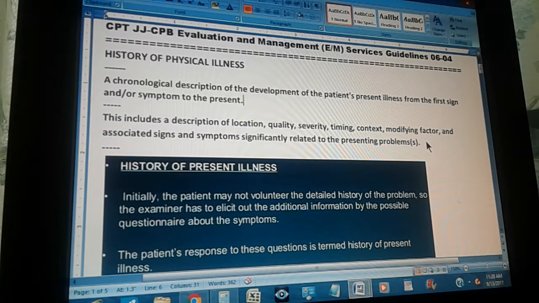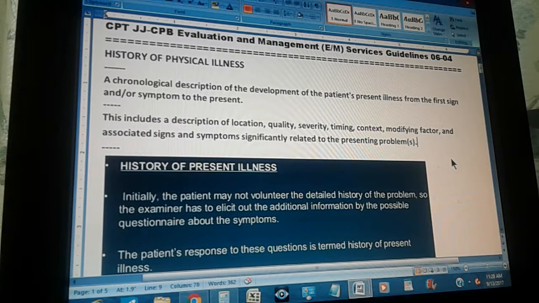Now this includes a description of location, where; quality, how much; severity, how bad; timing, for how long; context, in what situation it happened; modifying factors, what else happened; and associated signs and symptoms. What are you feeling? These are significantly related to the presenting problem. So that's basically what a history of physical disease is.